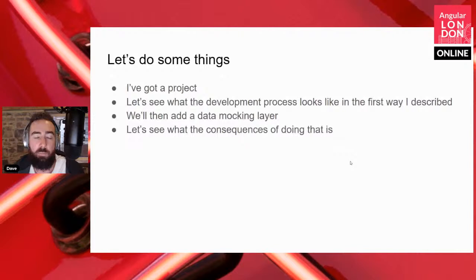And then we'll just do something simple. We'll just add an API mocking layer to it, and we'll just see what happens when we remove the hard dependency for an API in our project and what that looks like with our feature development work. And so we're going to have a look at that and talk about that a little bit.